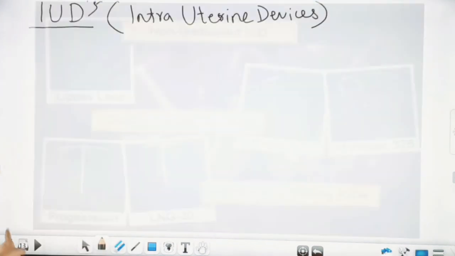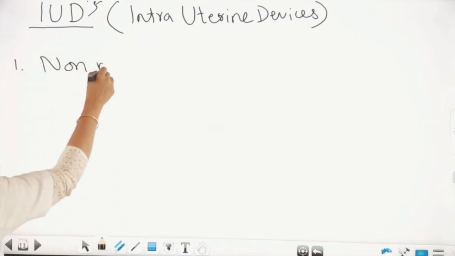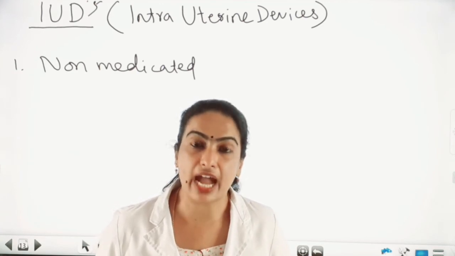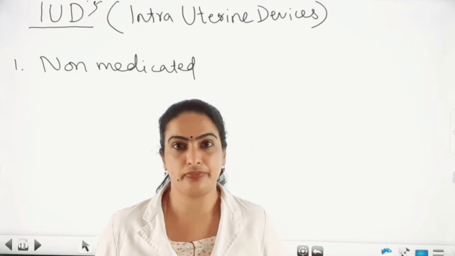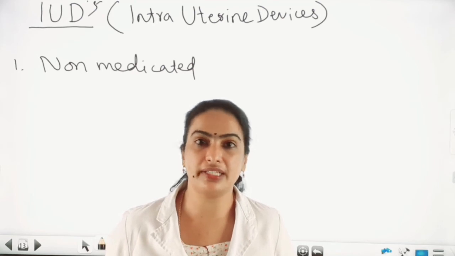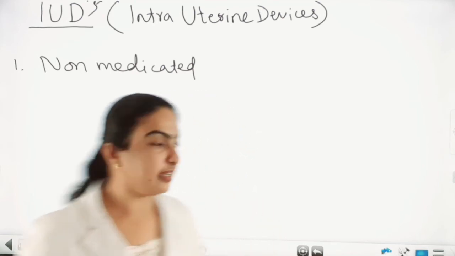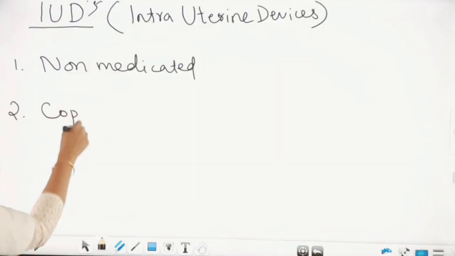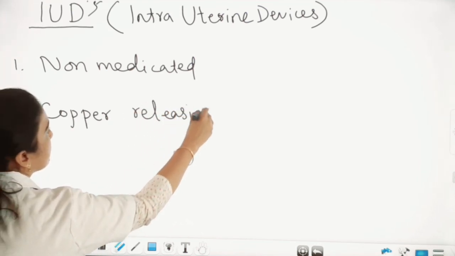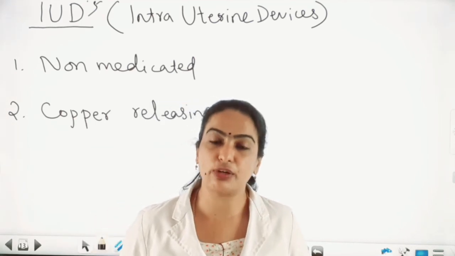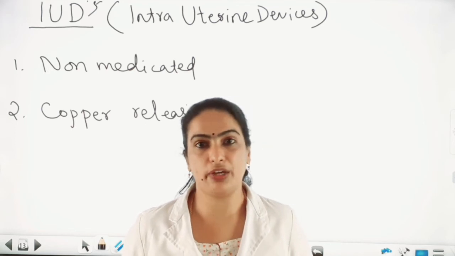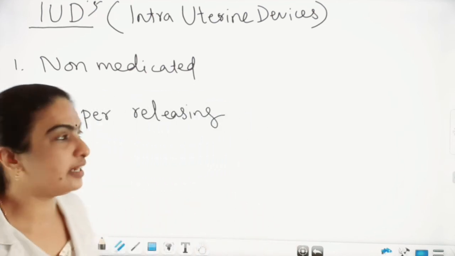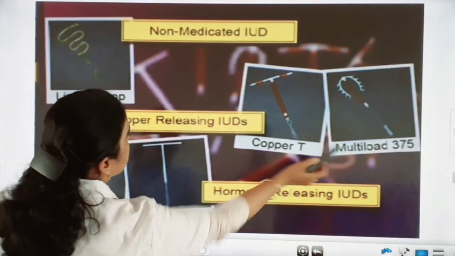And now we can see how they are used in the female body. The first one is non-medicated IUDs. This intrauterine device acts for phagocytosis of sperm. The sperm is killed by these non-medicated IUDs to prevent pregnancy. An example is the Lippes loop. The second one is copper releasing IUDs. First, they do the phagocytosis of sperm. Along with that, they release copper ions. These copper ions suppress the sperm motility and fertilizing capacity. Is it clear about copper releasing IUDs? Examples are Copper T and Multiload 375.